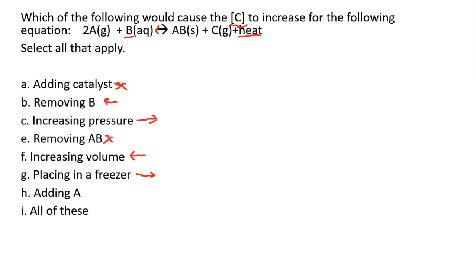Adding A. A is a reactant. If we're adding a reactant, which way will it shift? That's correct. To the products. So all the ones that shift to the products will increase the concentration of C. So that would be C, G, and A. The other ones would shift to the opposite side or no change.